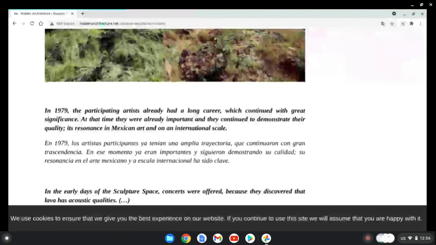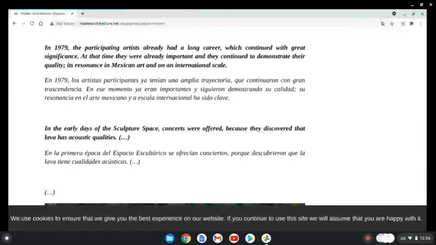80s. In 1979, the participating artist already had a long career, which continued with great significance. At that time, they were already important, and they continued to demonstrate their quality. Its resonance in Mexican art and on an international scale. Yet no one knows this. It's hidden. But these are famous. But this is hidden. But this is famous. But they don't make sense. Once again, Mudflood finding something that doesn't make sense.